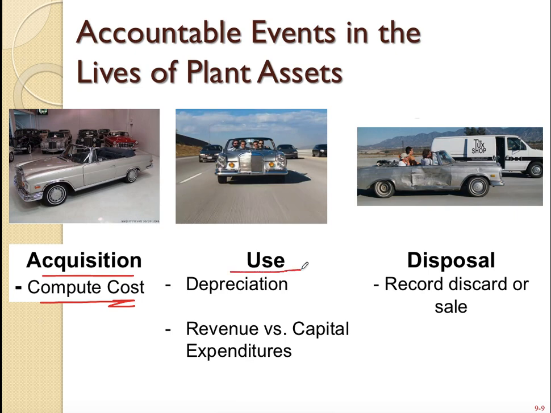Okay? The second phase is the use phase. Okay, how do we account for that asset after we've bought it, but we're continuing to use it? So we're going to talk about depreciation, which is a concept we already talked about before in chapter 3, but we're going to revisit it again and learn even more about it. And we're also going to talk about revenue and capital expenditures. And then at the very end of the asset's useful life is the disposal phase, where we actually get rid of the asset. And that is something we are going to talk about in class.